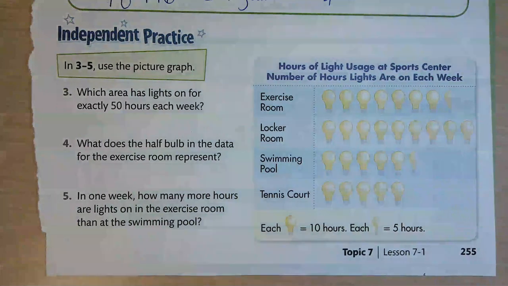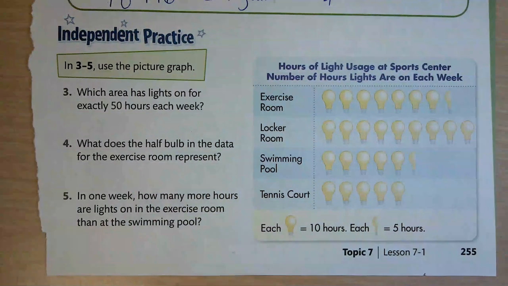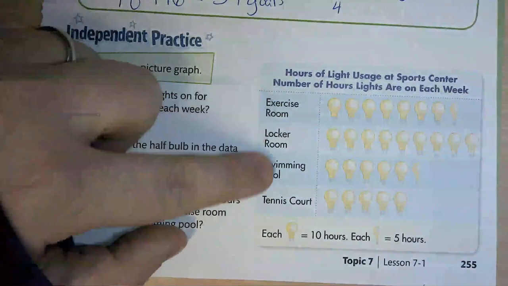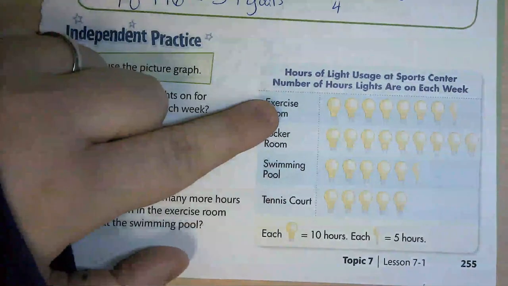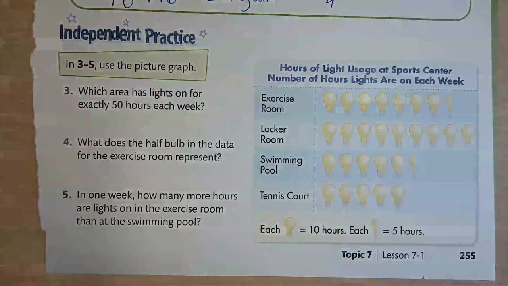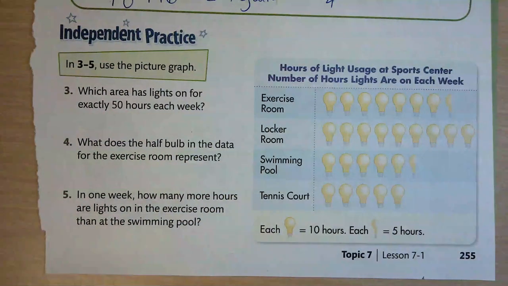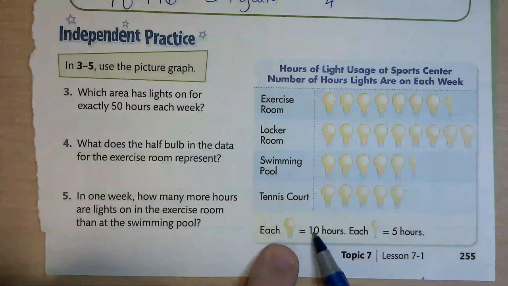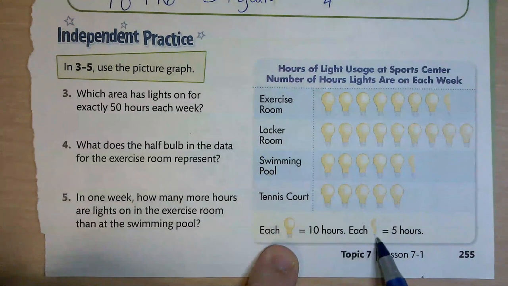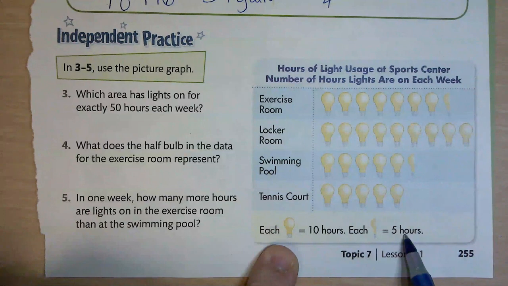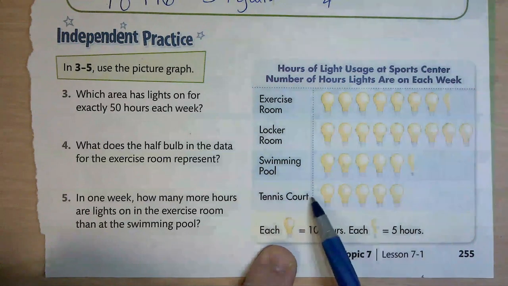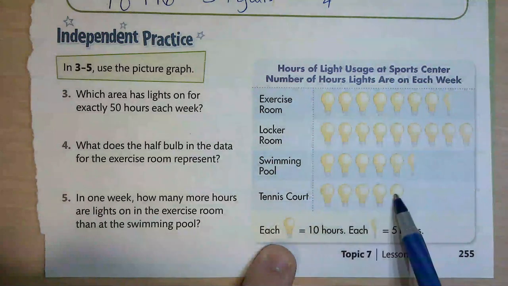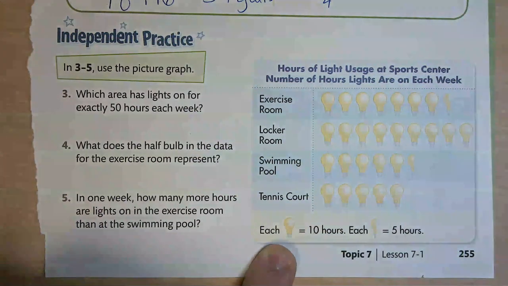All right. Where would I find the different areas? Well, our different areas are going to be right here. All right. We've got 4 different areas we're talking about. And I see we've got all these light bulbs. What do those mean? Where is our key? Our key is down here. So a full light bulb equals 10 hours, and a half light bulb equals 5 hours. All right. So when I take a look at the tennis courts, I would count by tens. 10, 20, 30, 40, 50 would be for our tennis courts.